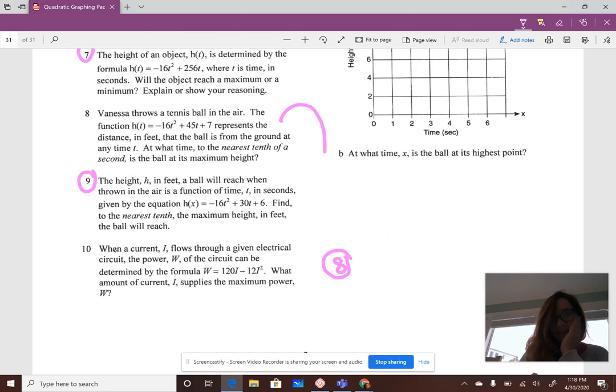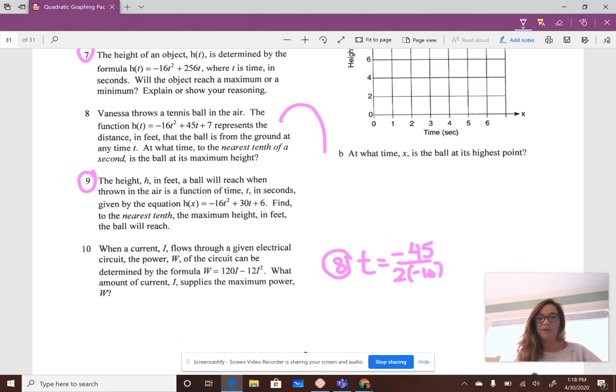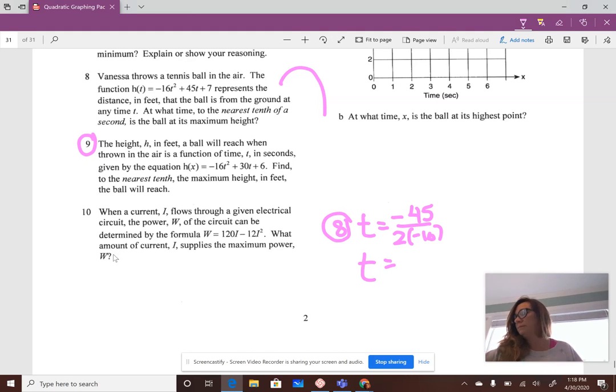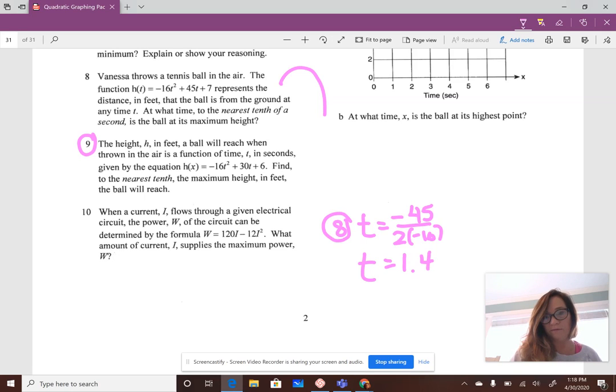Okay, that's x is equal to, so in this case, t is equal to negative b, which is 45, over 2a, which is 16. Obviously, that is not going to be a whole number, but that's okay. All right, so t equals 1.40625, so approximately 1.4.